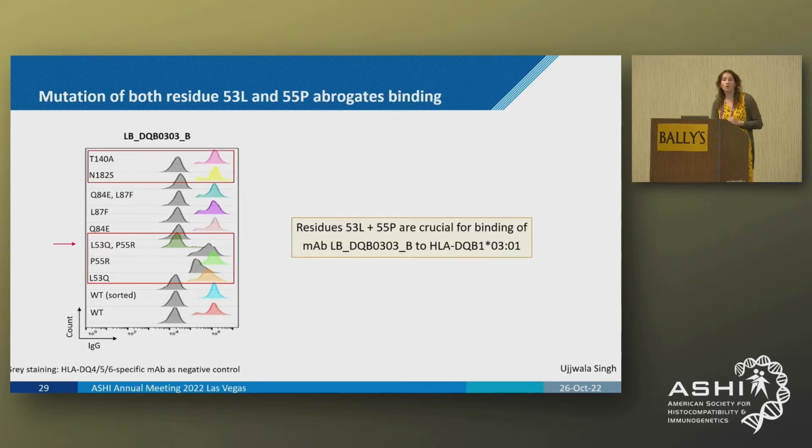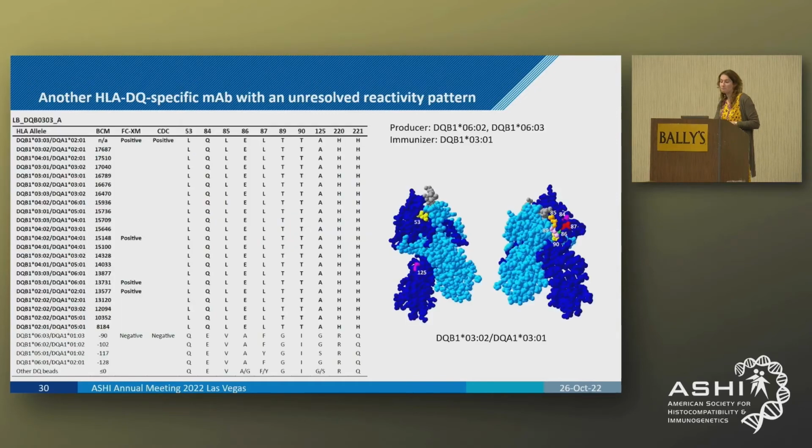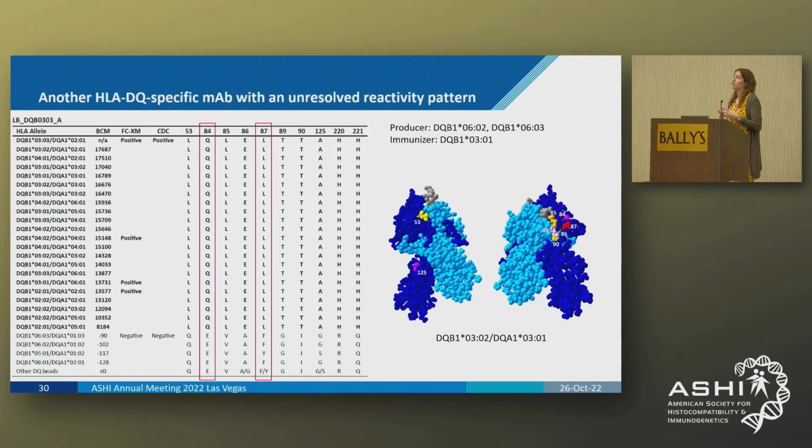And we also had some other DQ antibodies that we would like to test. Here we have another DQ antibody which had an unresolved reactivity pattern. This is a monoclonal antibody that is specific for not only DQ3, DQ4, but also DQ2. All the residues that you see here are uniquely shared by this combination of alleles. They are all present only on the reactive alleles and absent on the negative alleles.